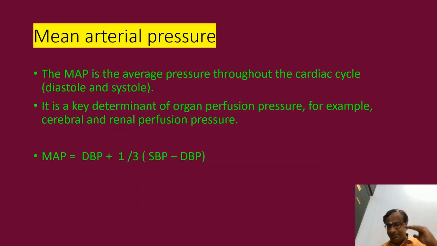Now we know what pulse pressure is. 80 by 2. What is 80? Stroke volume. What is 2? Compliance. Pulse pressure is what? Systolic 120, diastolic 80. 120 minus 80 is 40. How does this 40 come? It's not the diastolic pressure. Stroke volume is 80 ml, divided by compliance of 2. That is 40. Okay. Now we go to mean arterial pressure.